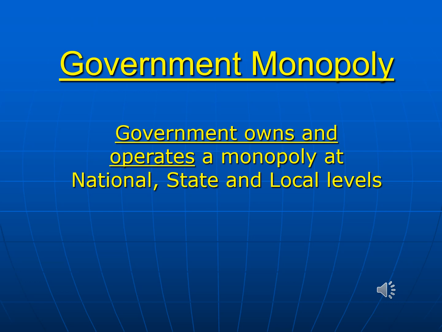Now we have what we call government monopoly. Now this means the government owns and operates a monopoly at national, state, and local level. An example of this can be public roads, right? They can decide to start a bridge, they can decide to stop a contract. It's a government monopoly, right? You also have things like railroads, you have things like electricity. So those are usually government monopolies.